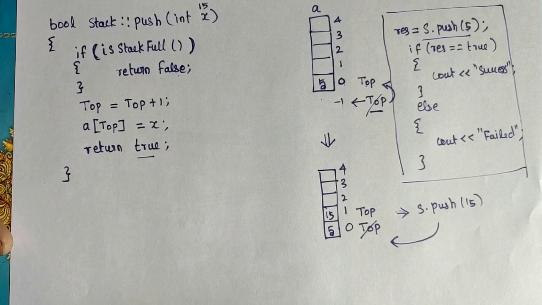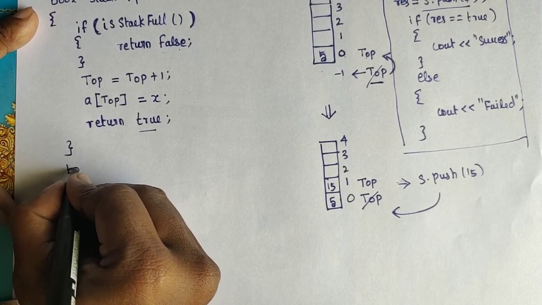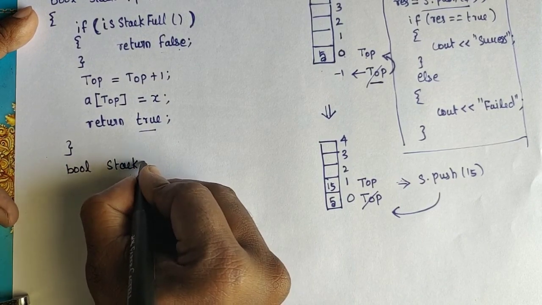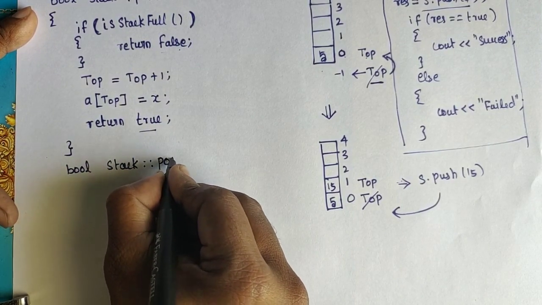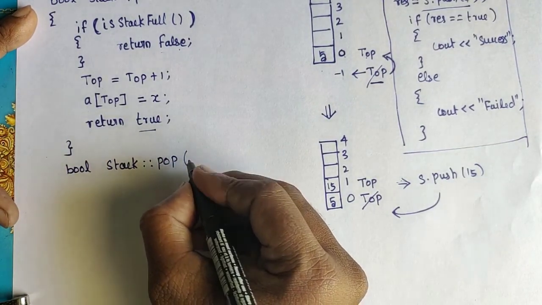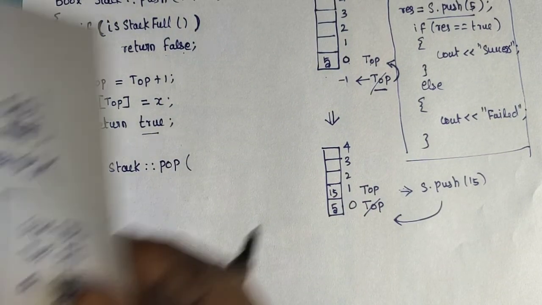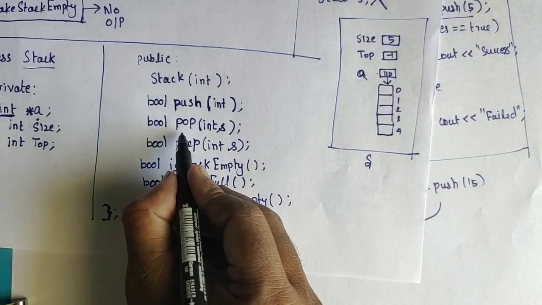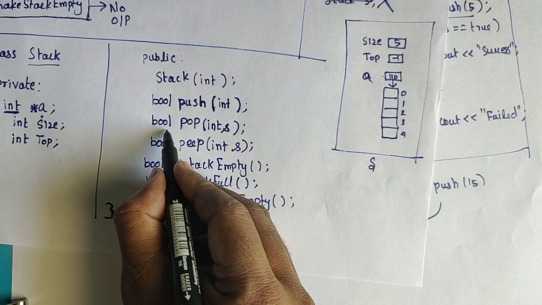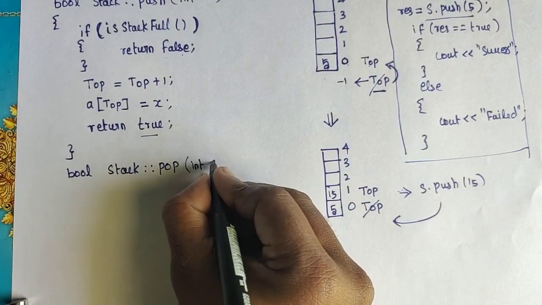Similarly, you have to define the pop. Okay, so boolean, stack, scope resolution, pop, and then here I have to add the prototype of the pop. Here the pop operation prototype had one reference variable, int ampersand, and then boolean. So here I have to write int ampersand x.